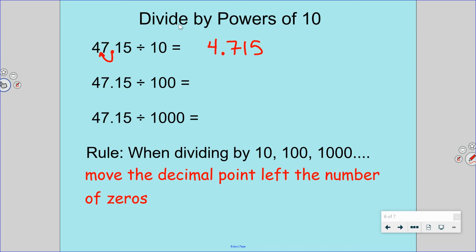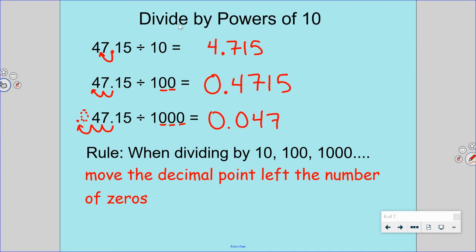If we divide the same number by 100 with 2 zeros, we'll move it 2 decimal places and get to no wholes, and 4,715 ten thousandths. If there are 3 zeros, you guessed it, 1, 2, and 3 decimal places, you have to hold that decimal place with a 0. So we still have 4,715 parts, but now this is tenths, hundredths, thousandths, ten thousandths, hundred thousandths: 4,715 hundred thousandths.